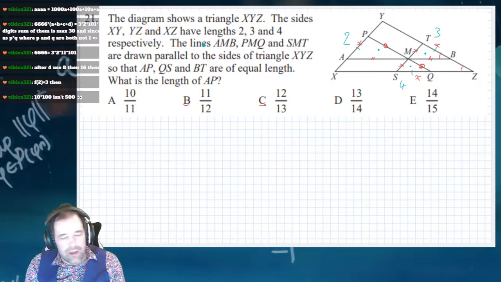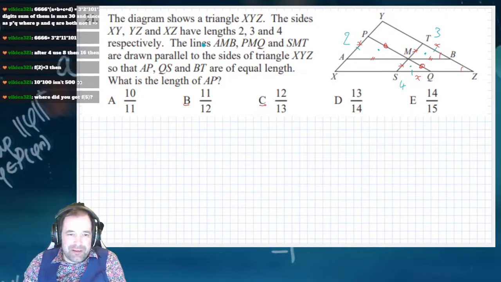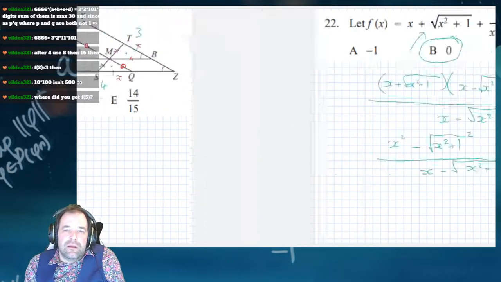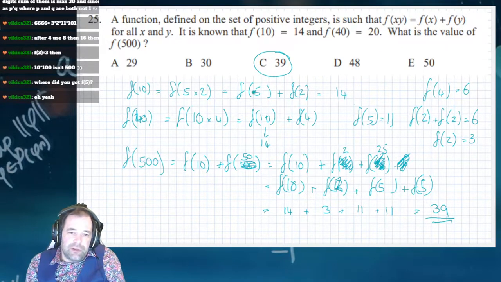Did you see this one, Vic? Have you got any ideas what to do? This is why I need people in chat to stop these stupid numerical errors. Where did I get f of 5? I got f of 5 from here. So you know f of 10 is 14, so you can split f of 10 into f of 5 plus f of 2 to get still being 14. But f of 40 is how we worked out that f of 2 was 3. And if you know f of 2 is 3, you can say f of 5 is 11. And we just broke everything down into bits that we needed for later ones.